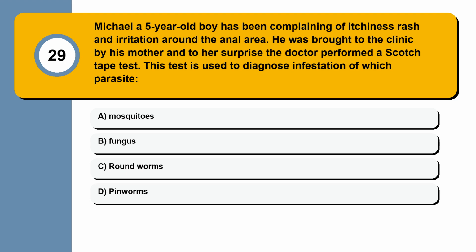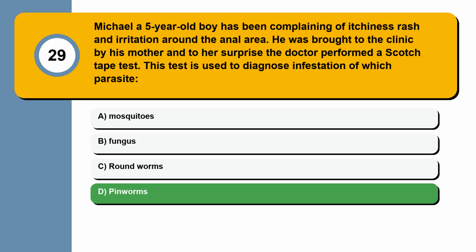Question 29. Michael, a 5-year-old boy, has been complaining of itchiness, rash and irritation around the anal area. He was brought to the clinic by his mother and to her surprise the doctor performed a Scotch tape test. This test is used to diagnose infestation of which parasite? Here are your options. Option A. Mosquitoes. Option B. Fungus. Option C. Roundworms. Option D. Pinworms. The correct answer is option D.